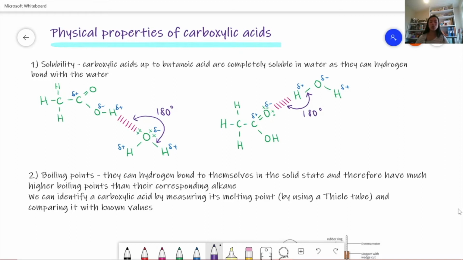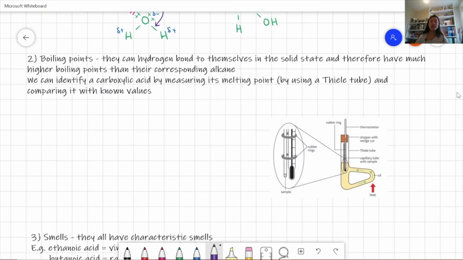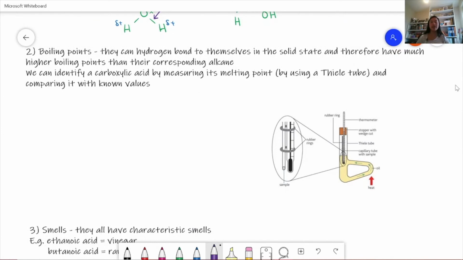The next thing we're going to talk about are their boiling points. So carboxylic acids can actually hydrogen bond to themselves in the solid state, and therefore they have much higher boiling points than their corresponding alkanes. And we can identify a carboxylic acid by measuring its melting point by using a Fisher tube, which is a very accurate instrument to use for measuring melting points, and compare it to known values.